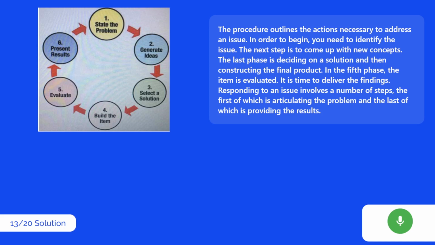The procedure outlines the actions necessary to address an issue. In order to begin, you need to identify the issue. The next step is to come up with new concepts. The last phase is deciding on a solution and then constructing the final product. In the fifth phase, the item is evaluated. It is time to deliver the findings. Responding to an issue involves a number of steps, the first of which is articulating the problem and the last of which is providing the results.